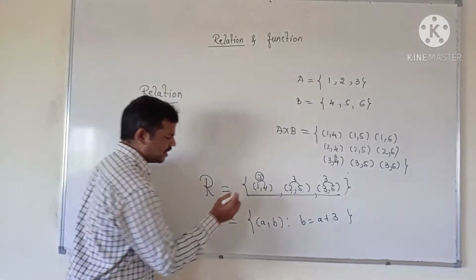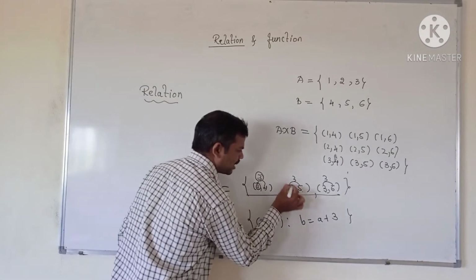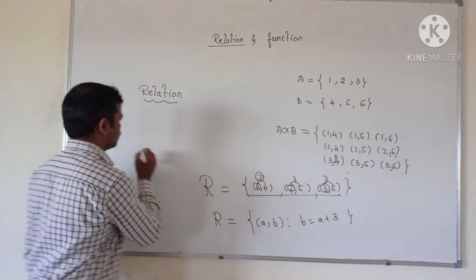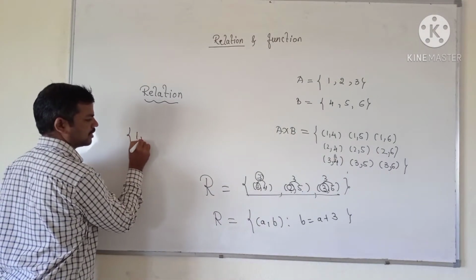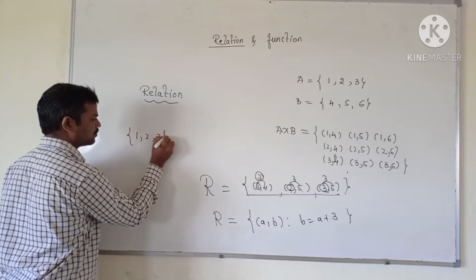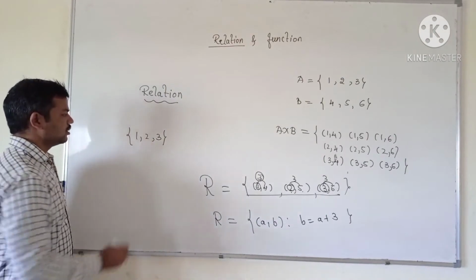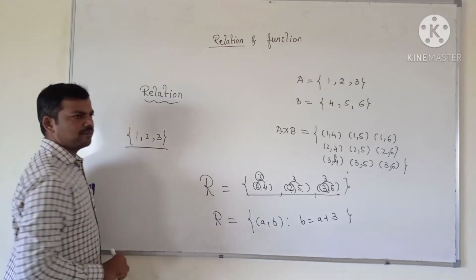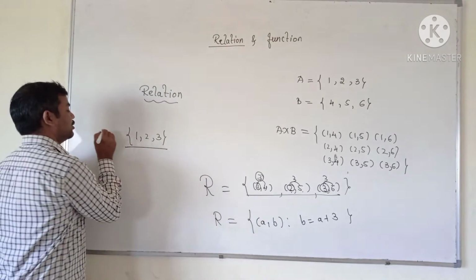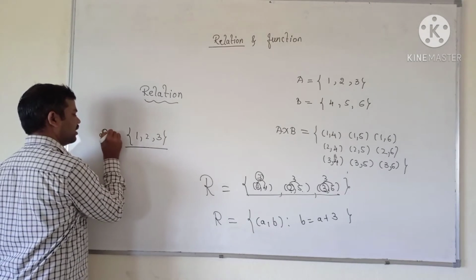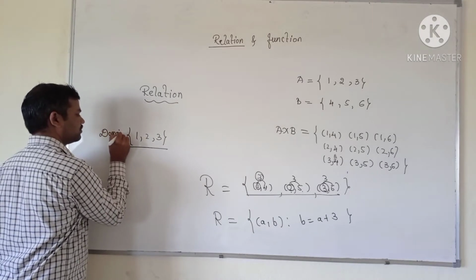Now here, the first elements: you have collected the first elements, that is 1, 2 and 3. The collection of all the first elements is called the domain. This is what we call the domain.